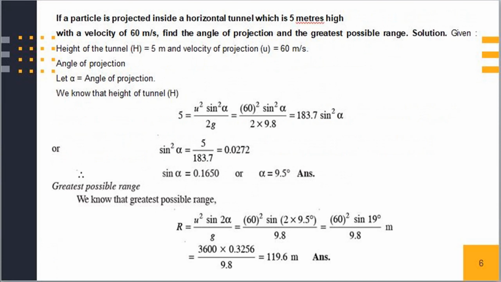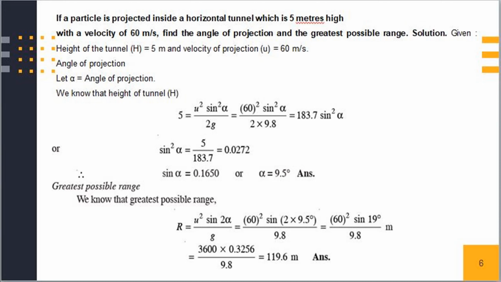Now next problem. If a particle is projected inside a horizontal tunnel which is 5 meter height with a velocity of 60 meter per second, find the angle of projection and the greatest possible range. In this problem, given entities are height of tunnel h is equal to 5 meter and velocity of projection u is equal to 60 meter per second.